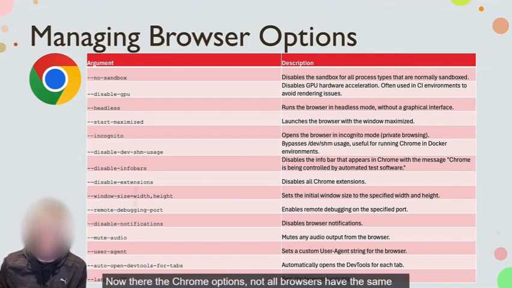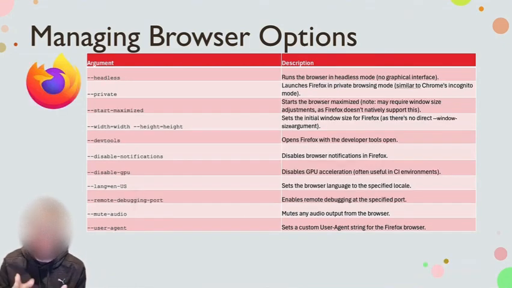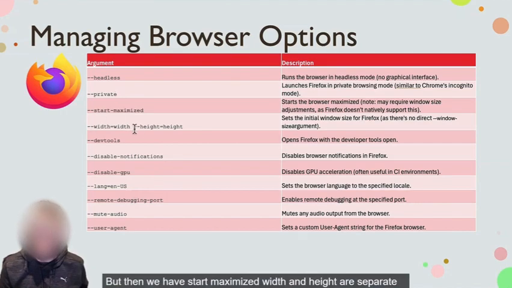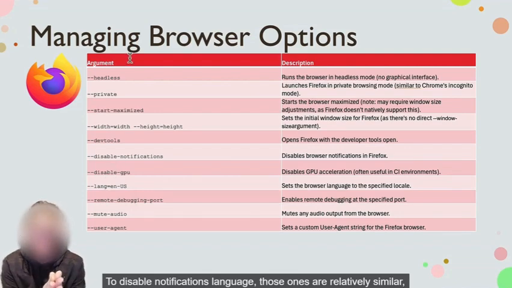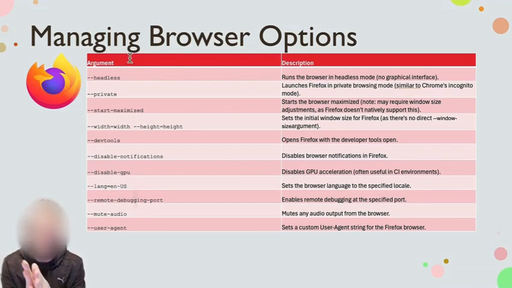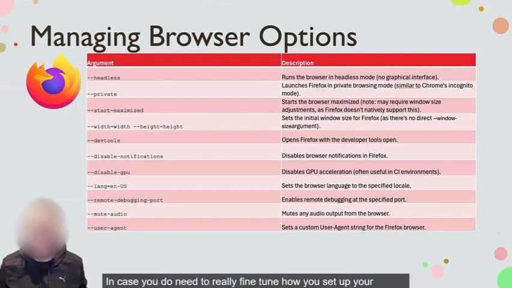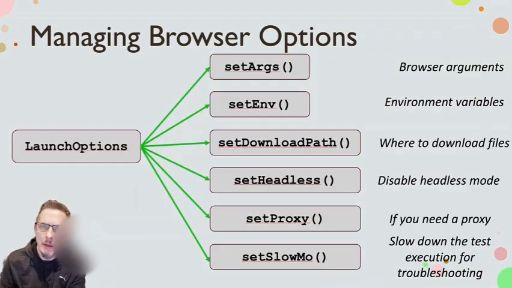Now, they're the Chrome options. Not all browsers have the same options. So we'll see Firefox here has slightly different options. Now, instead of incognito, we have private, but then we have start maximized. Width and height are separate parameters rather than a single parameter together. Disable notifications, language, those ones are relatively similar. So we won't look at all of these in detail, but they're there in case you do need to really fine tune how you set up your browser.